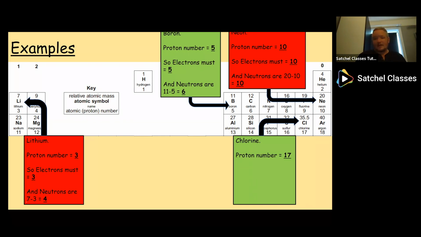So proton number is 17, because that's my proton number according to my key. The electrons must also equal 17, because protons equal electrons in the atom. The mass number is 35.5, take away 17, that means I must have 18.5 neutrons. And even though you're probably thinking, how do I have half a neutron? In this case at GCSE, that is the correct answer, and you don't need to look too deeply into it.